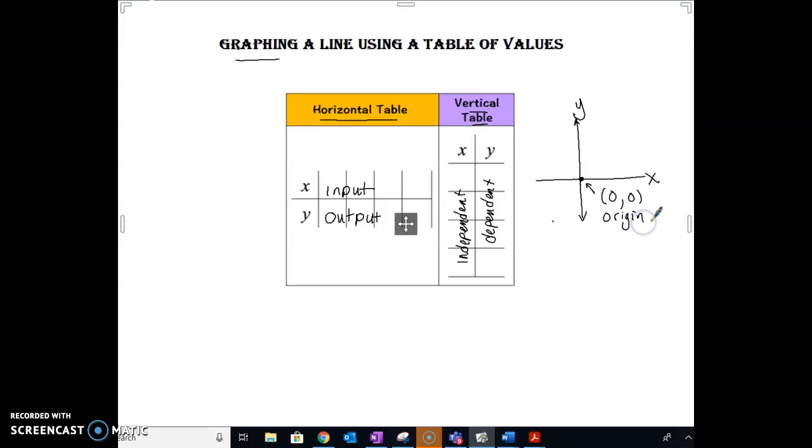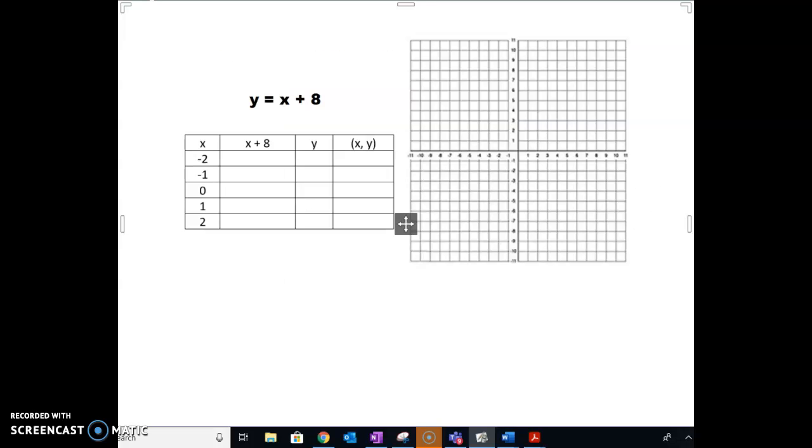So let's do an example of graphing a line using a table of values. This is an equation that tells you y is going to equal x, whatever we choose for x, plus 8 more. So the x in this table of values, a vertical table of values, is actually given. They want you to input this value for x. So you're going to plug in -2 for x plus 8.